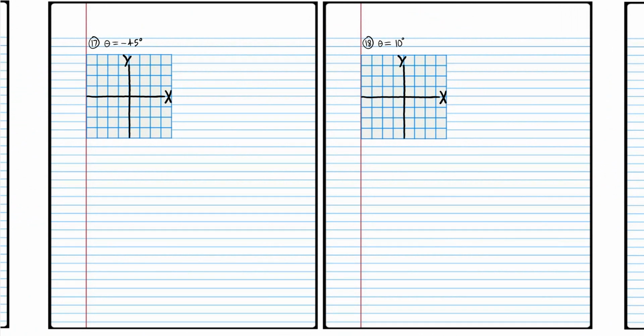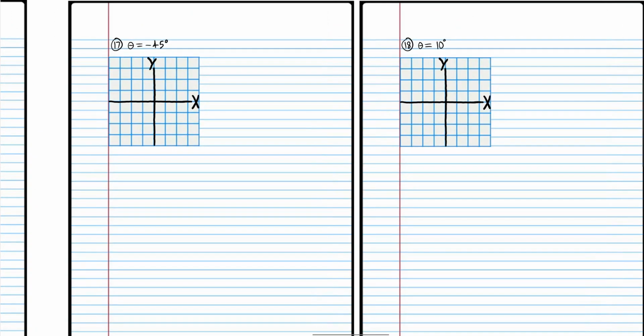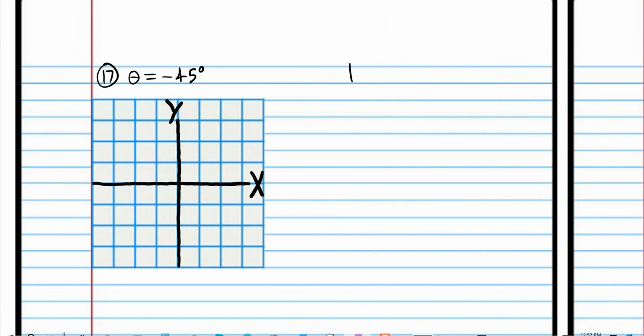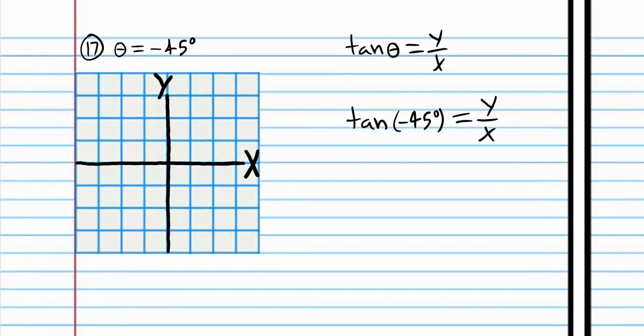Okay, we're back. So tangent theta is equal to y over x. Theta is equal to negative 45 degrees. So now we have to use, we're going to rotate down negative 45. We're going to have to use a 45, 45, 90 degree triangle. And this side is omega, this side is negative omega, and this side is omega root 2.